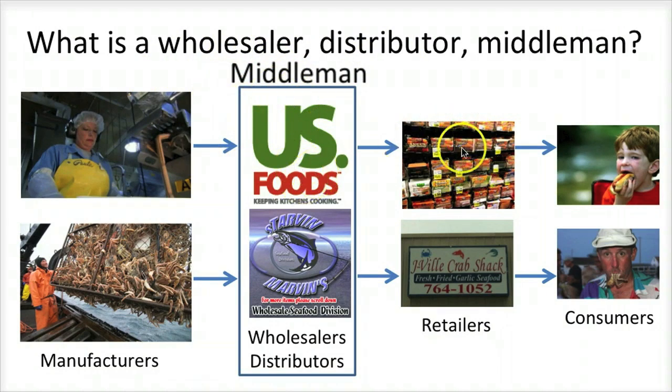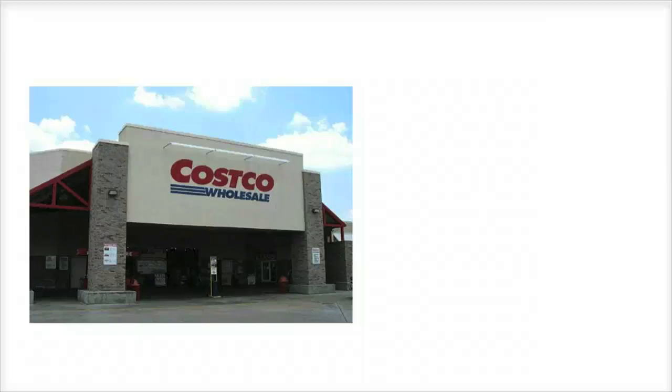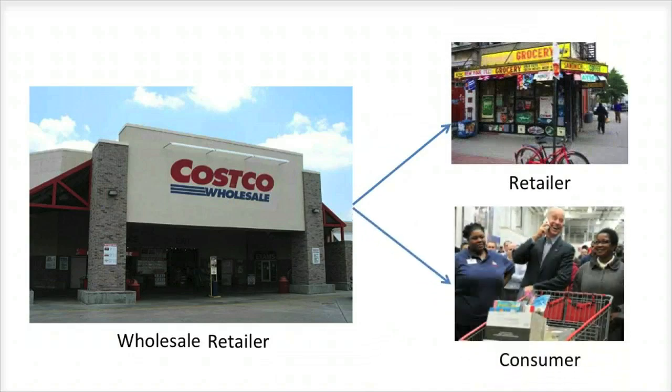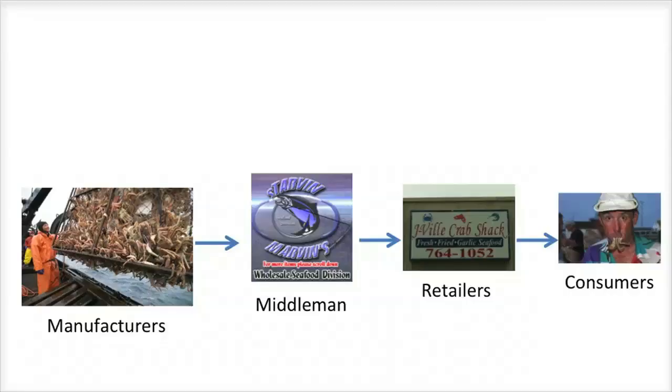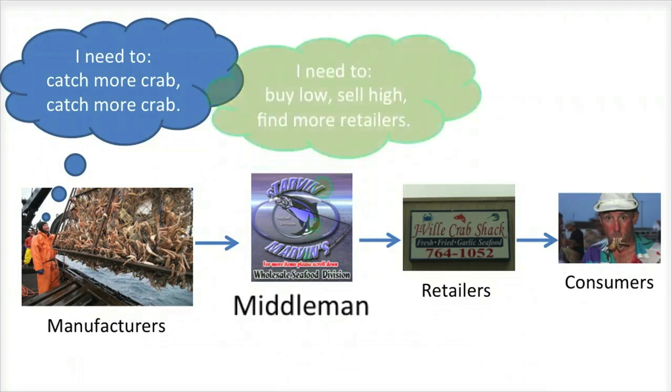If a wholesaler sells directly to the end consumers, the wholesaler would be classified as a wholesale retailer because it purchases at wholesale but sells not only to other businesses but makes retail sales to end consumers as well. Costco is an example of a wholesale retailer because it sells directly to retail businesses and it sells directly to the end consumers. This middleman arrangement allows manufacturers to focus on production, i.e. catching more seafood, and the wholesalers to focus on selling the product to other businesses.